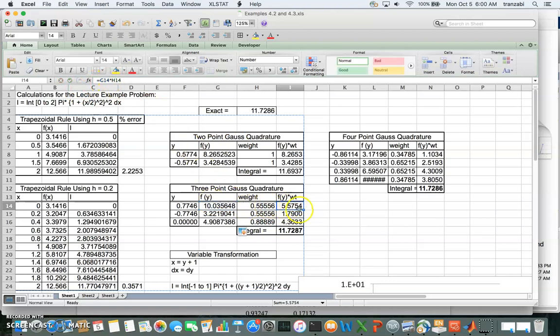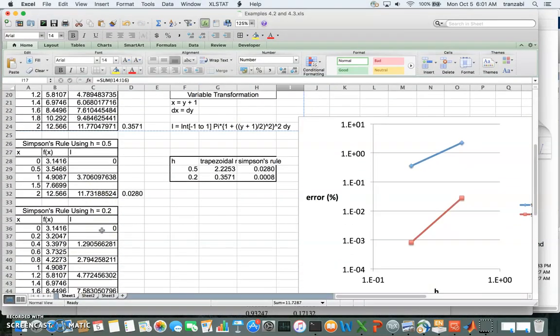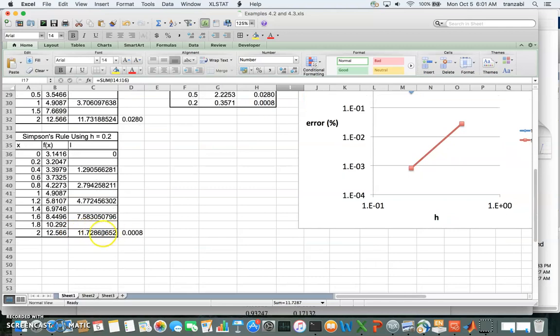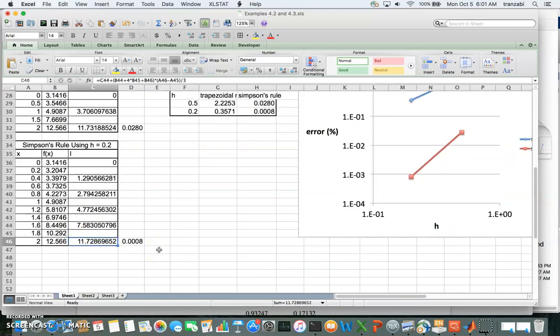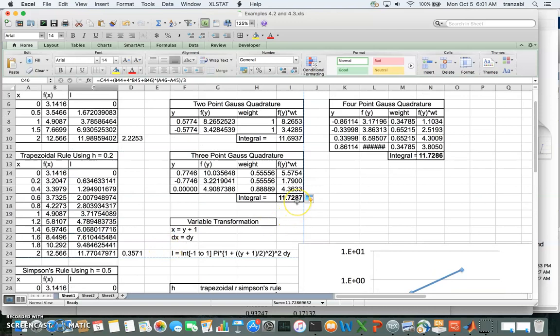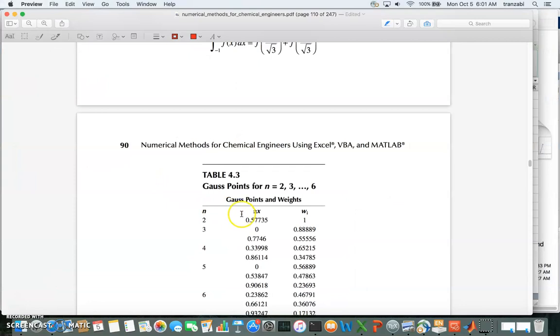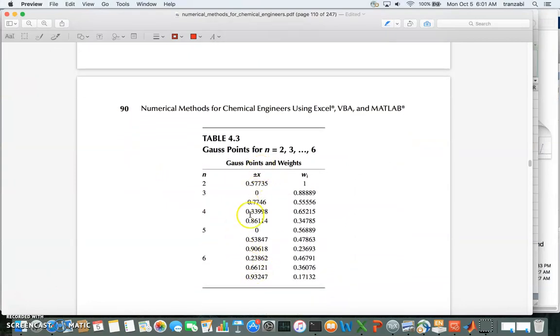So green times blue, you drag it down, you sum them up, you get 11.72, which is exactly the same thing for Simpson up to 2 decimal digits. 11.72 from Simpson, and 11.72 using Gauss Quadrature. But in this case, we didn't even split the interval. So that's the difference between Gauss Quadrature and other ways, like trapezoidal rule and Simpson rule. In this case, we never split the interval. We just evaluate at specific points. And these specific points can be found from this table. Okay, the points never change as long as the limit of the integral is from -1 to 1.